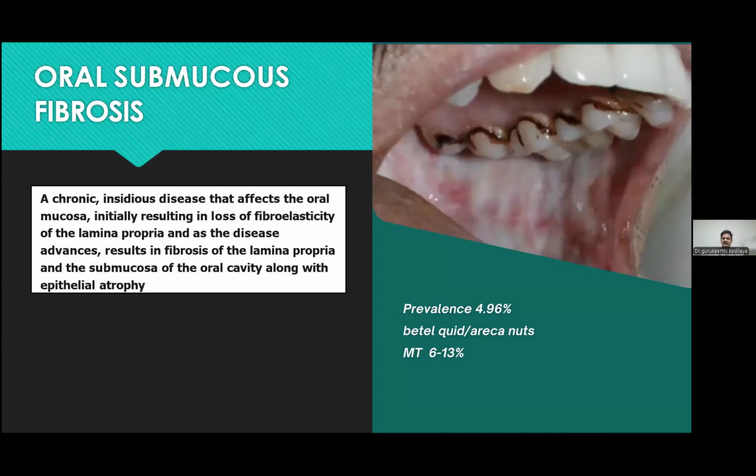As we know, oral cancer screening can also save a lot of lives.